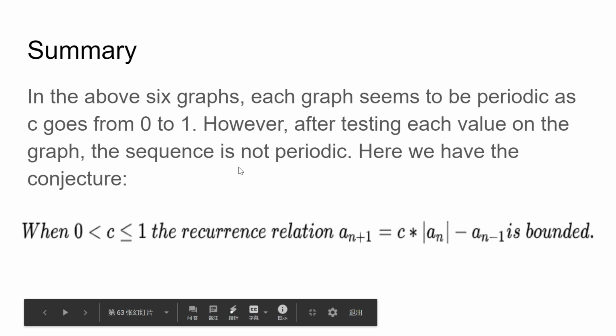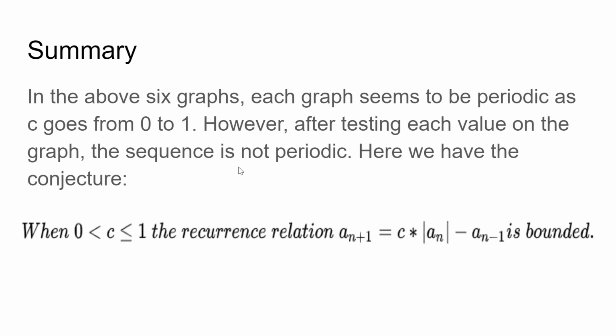Now we come to our second summary. In the above 6 graphs, each graph seems to be periodic as C goes from 0 to 1. However, after testing each value on the graph, the sequence is not periodic. So we have the conjecture that when C lies between 0 and 1, the recurrence relation is bounded.